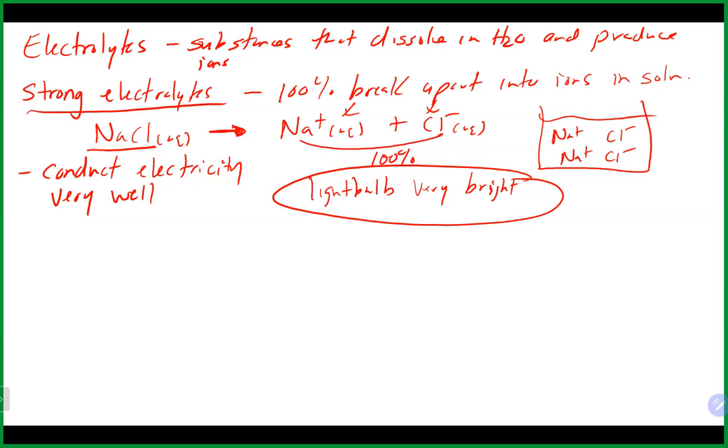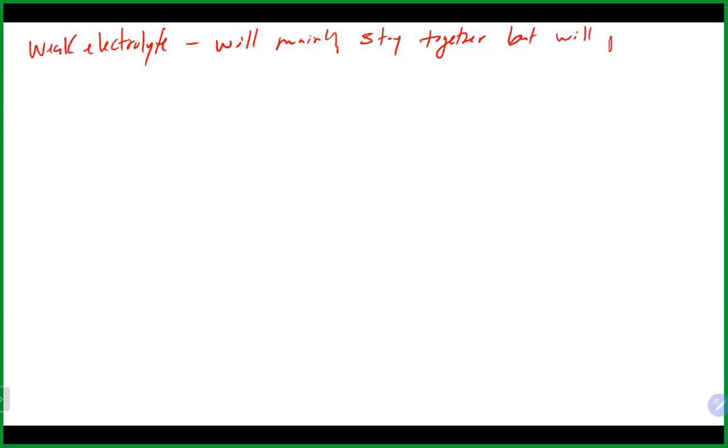Now, a weak electrolyte is a little bit different. A weak electrolyte will mainly stay together but will produce a few ions. So unlike a strong electrolyte, which pretty much as soon as it goes for a swim will produce a bunch of ions really quickly, and that's pretty much all you got, a weak electrolyte will actually stay together, but it will still produce a few ions.